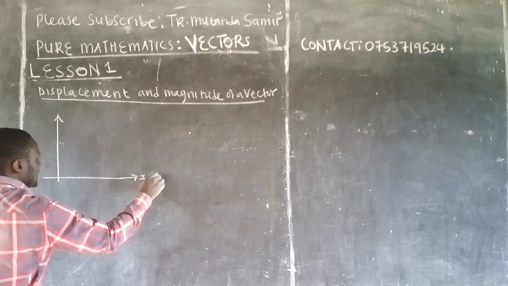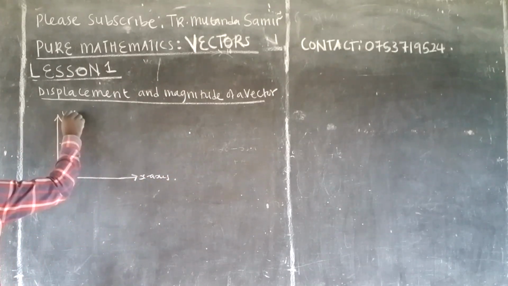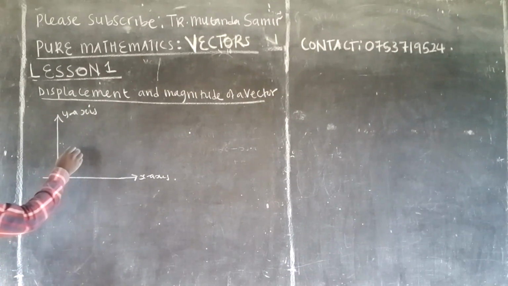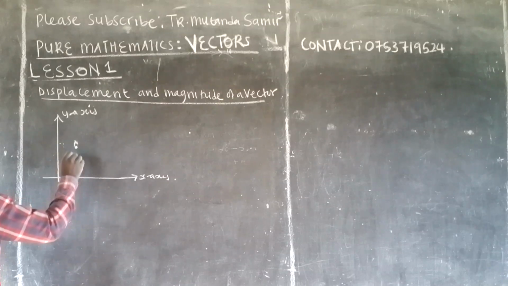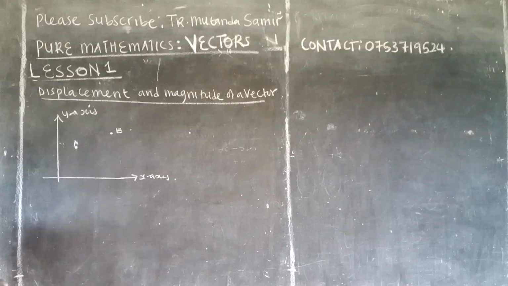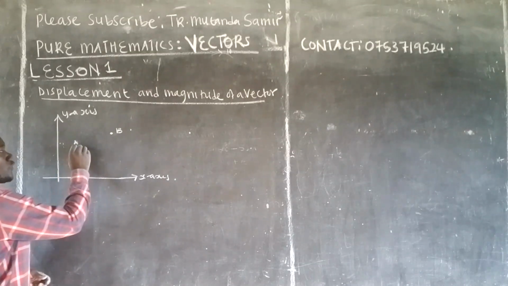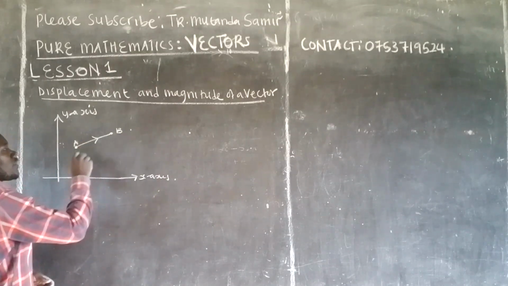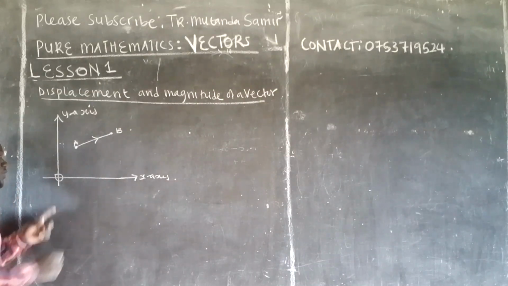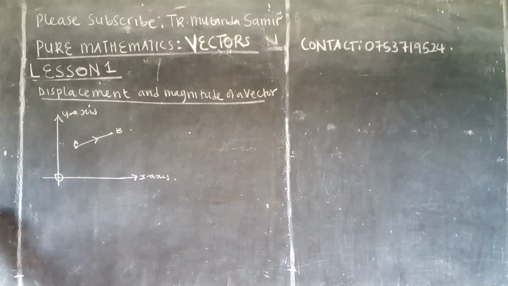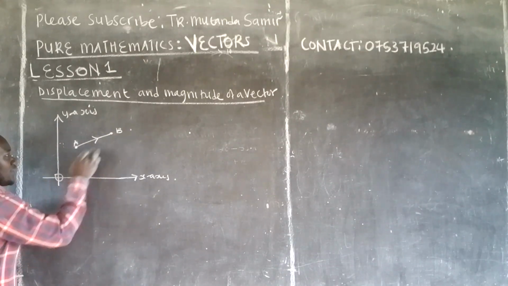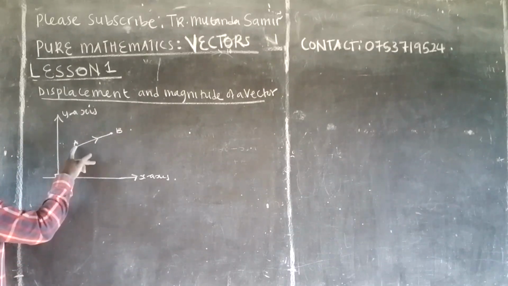This being the x-axis and this being the y-axis. In simple terms, what if I have a certain point, say A, at that level, and another point, say B, at that level? When you move from A to B, it means that you have displaced yourself from A to B. But you all know that this point here is always the origin. Let's connect from the origin to point A, and from the origin to point B.